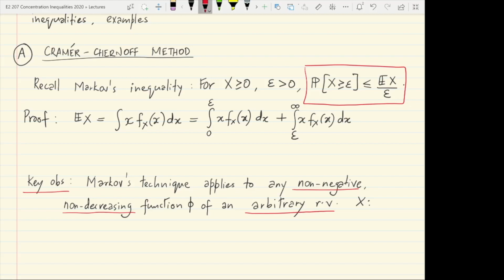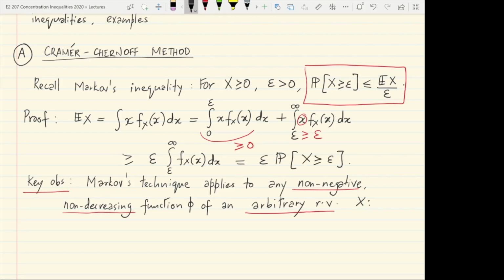Okay, so this part is bounded below by 0 trivially, and in this part x is always larger than epsilon. So you can bound this sum from below by epsilon times the integral from epsilon to infinity of f_X(x) dx, which is simply epsilon times the probability that X is larger than epsilon.